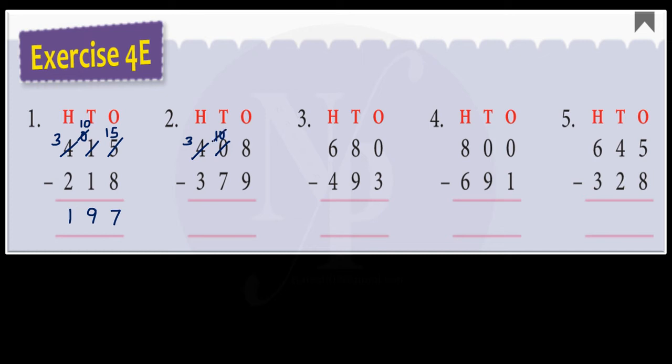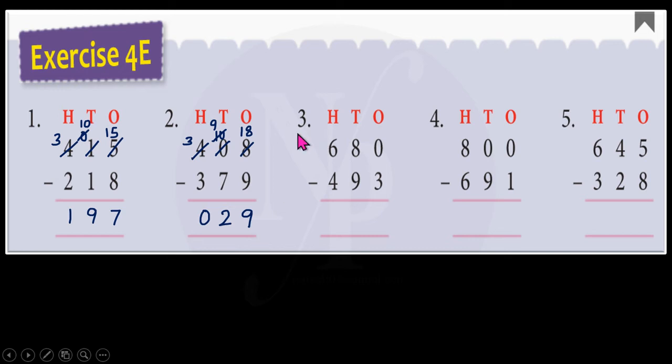So we make this 9 tens and now this will be 18 ones. Subtracting 9 ones from 18 ones, you get 9 ones. And here subtracting 7 tens from 9 tens, you get 2 tens. And subtracting 300s from 300s, you get 0. Therefore, on subtracting 379 from 408, you will get 29 as difference.